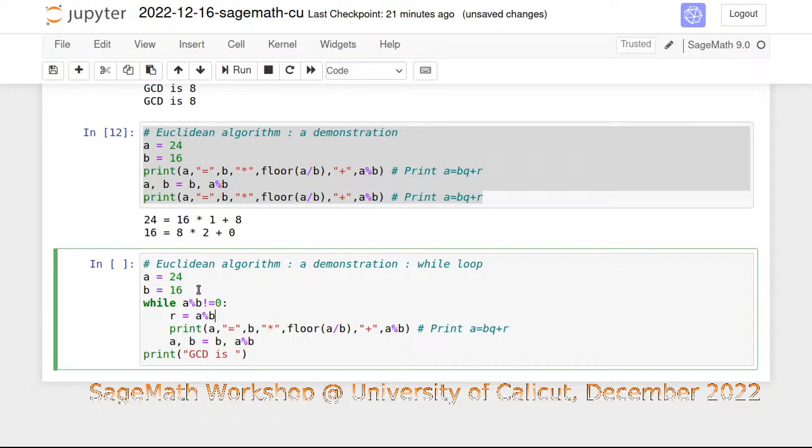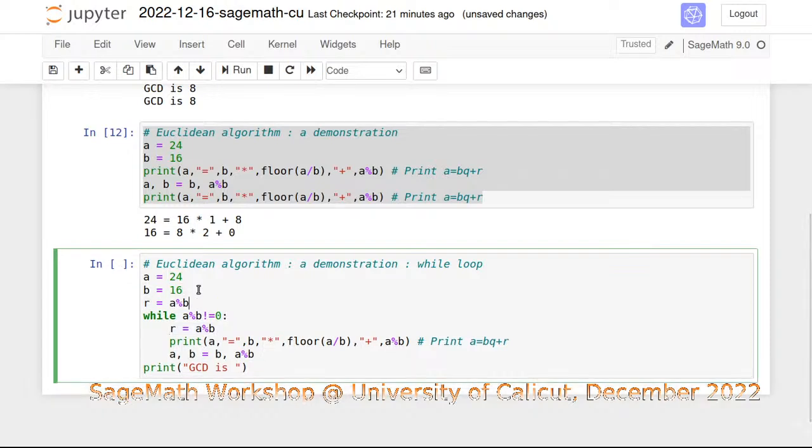Therefore, the while loop will not be executed if A percentage B becomes 0, so R will not be assigned the value 0. R will always have a non-zero value only. Okay, that's very important to understand. And not only that, it's possible that in the first step itself, R is 0. If B is a divisor of A, R becomes 0. So we need to be really careful.